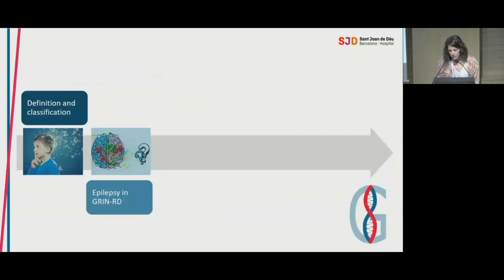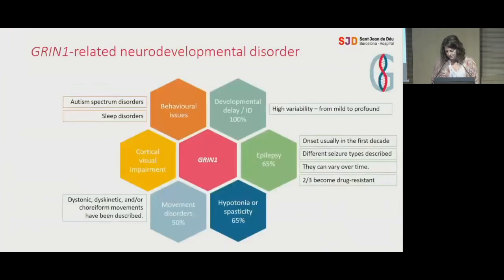Well, what about epilepsy in GRIN-related disorders? As you all know, there are 4 genes that are related to neurodevelopmental disorders by now. GRIN1 has been described as related to a neurodevelopmental disorder in which epilepsy, muscle tone abnormalities, movement disorders, and behavioral issues are characteristic features, although not all patients experience all these symptoms.